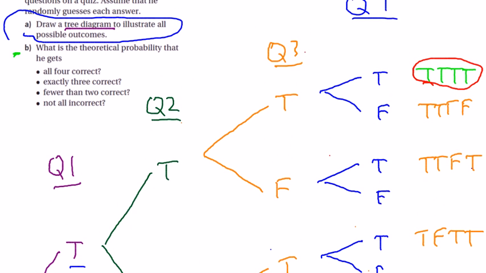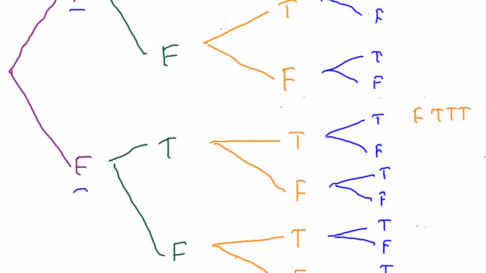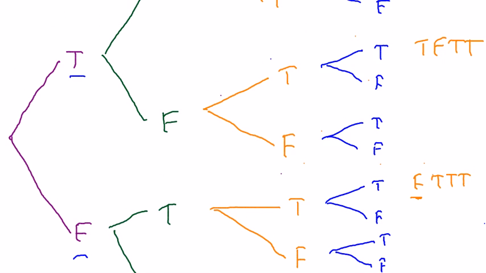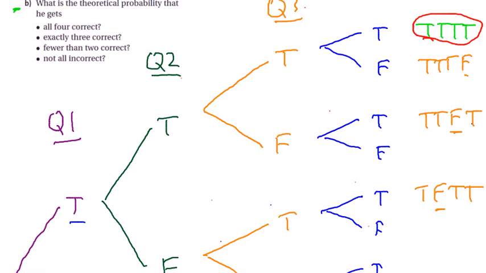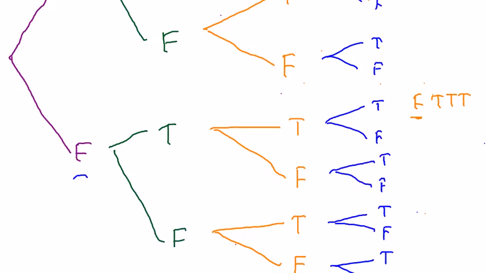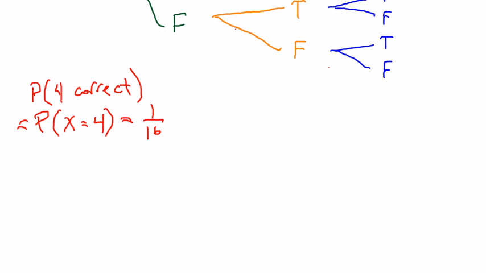And I count 1, 2, 3, 4 ways that could happen. Another way to think of it is to get exactly 3 correct, you have to get exactly 1 wrong. So there's 4 different places where you can get 1 wrong. So the probability that x is exactly 3, well, there's 4 ways that could happen out of 16, that's the same as 1/4 or 25%.